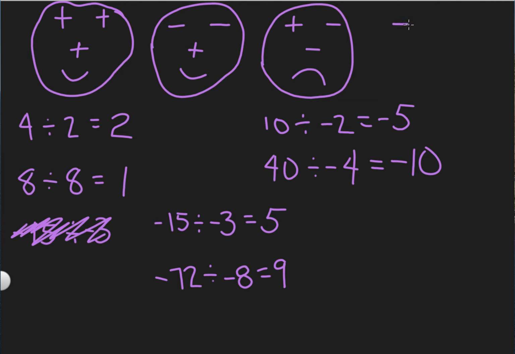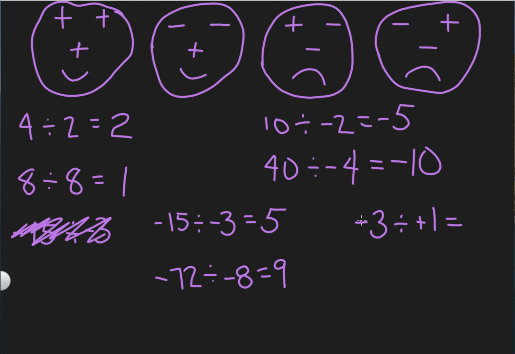My last face is if I have a negative divided by a positive. My result is going to be negative. So, just like the last example, if you have different signs, you're going to have a negative result. So, negative 3 divided by positive 1, different. We've got a negative and a positive, so my result is negative. Negative 9 divided by 3. Negative divided by positive gives it a negative, and 9 divided by 3 is 3.